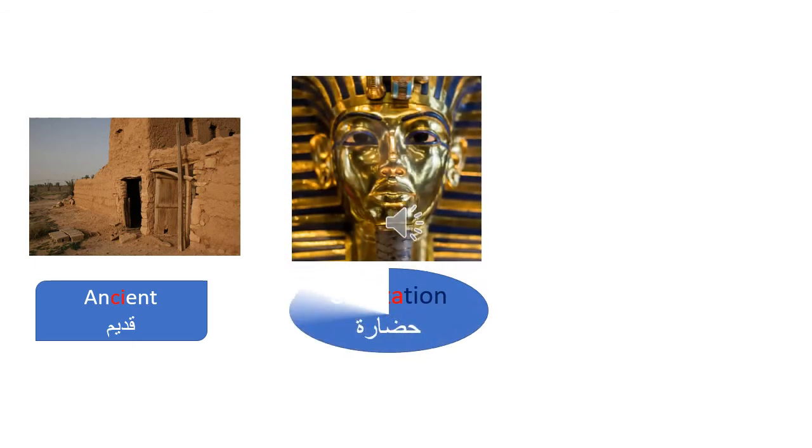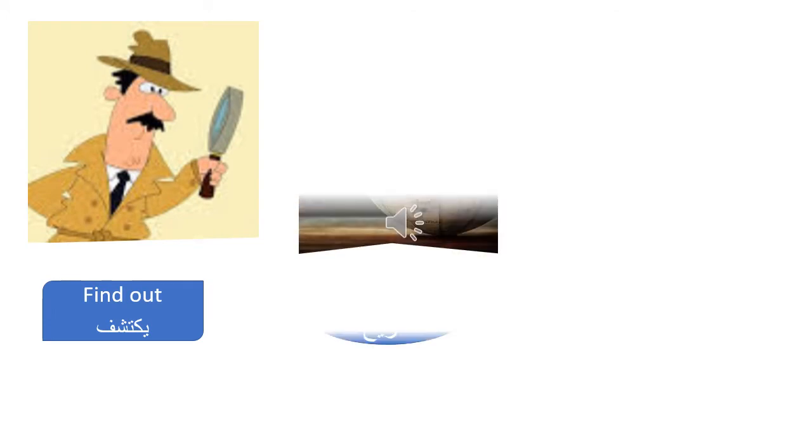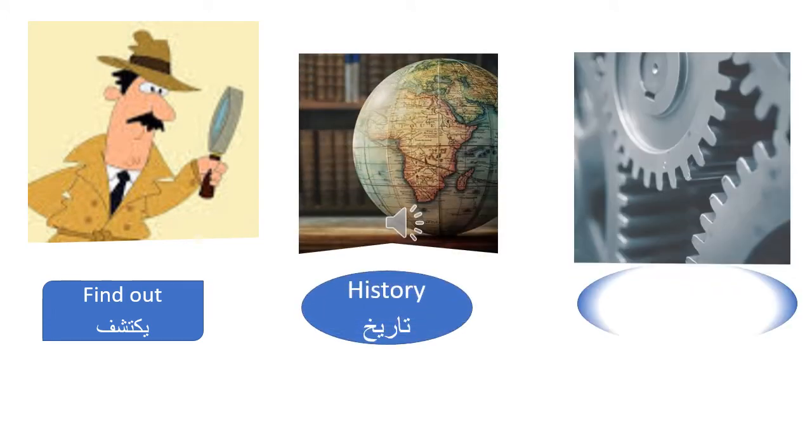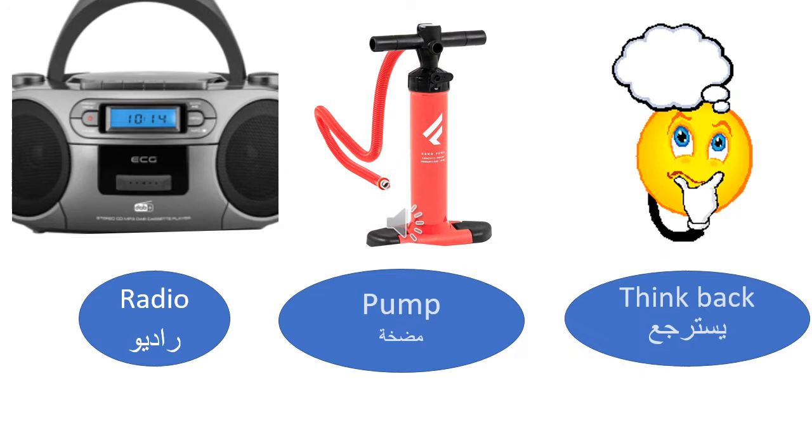Now let's revise the vocabulary that we have already learned. Ancient. Civilization. Example. Find out. History. Machine. Pump. Radio. Think back. Okay, I'm sorry for this confusion, because pump should have appeared first, before radio.